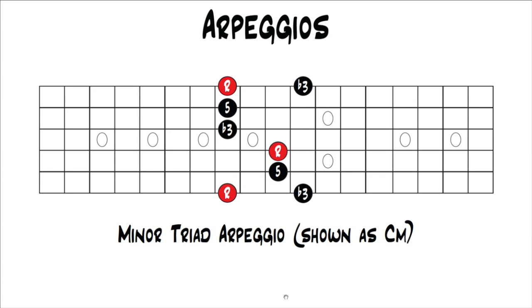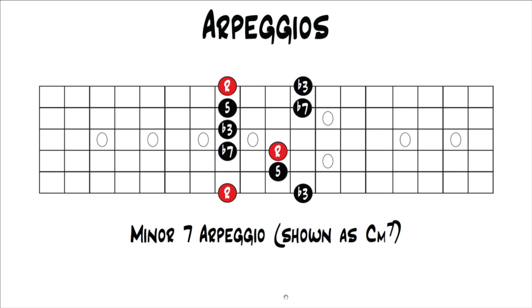Same with minor. Here's a minor triad arpeggio. I've just moved it to the key of C. If I added in the flat 7s, because you know that a minor 7 is spelled root, flat 3, 5, flat 7. So if I added in the flat 7s, now I have a minor 7 arpeggio. This would be a C minor 7 arpeggio.